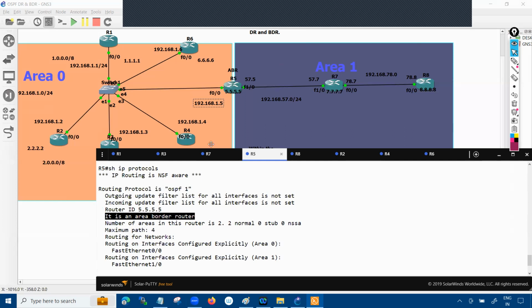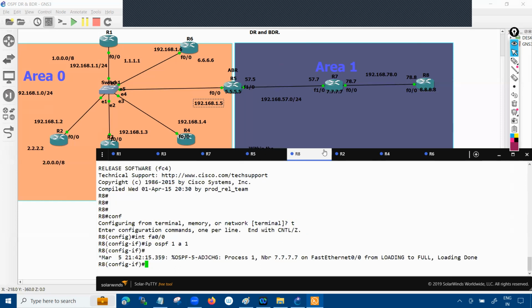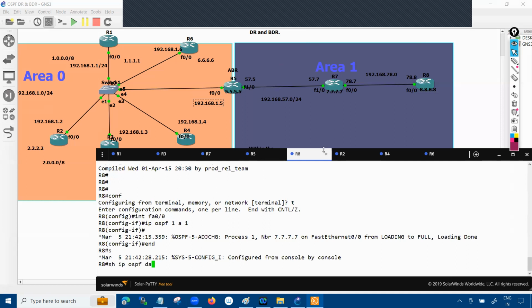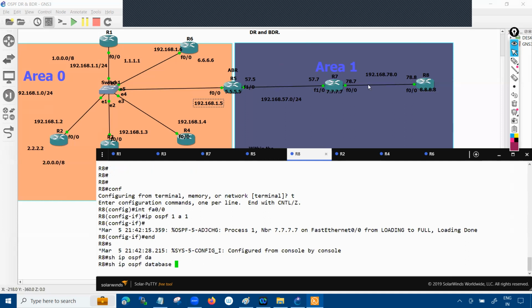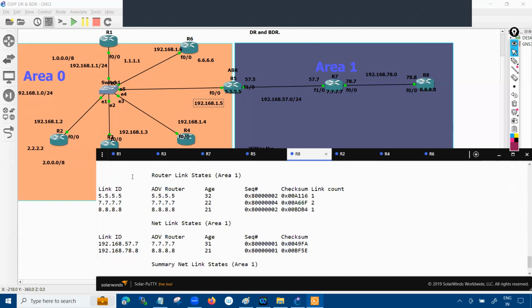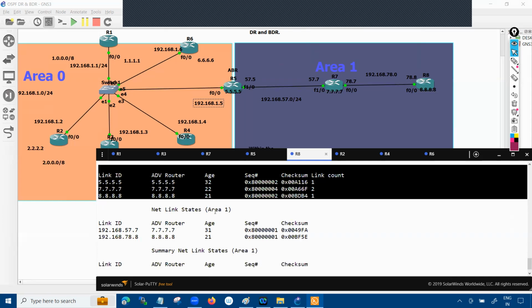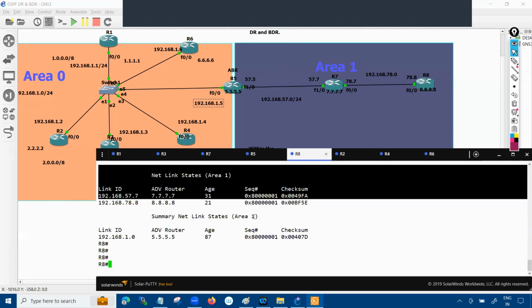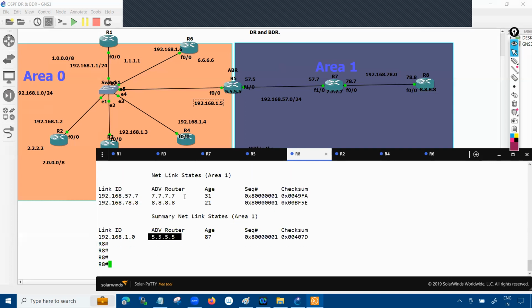If you have a look on router number 8, show ip ospf database. You will have 3 router LSAs, of course: router 5, router 7, router 8. You will have 2 network LSAs, and you will only have 1 summary LSA, and that will be advertised by R5. This summary LSA is going to contain the information of what the link ID will be.